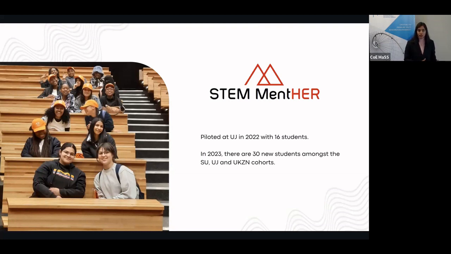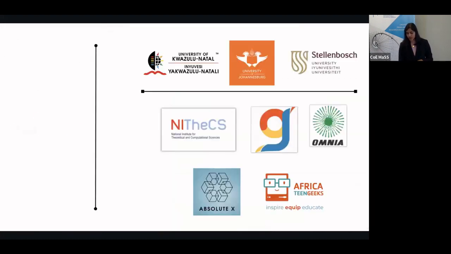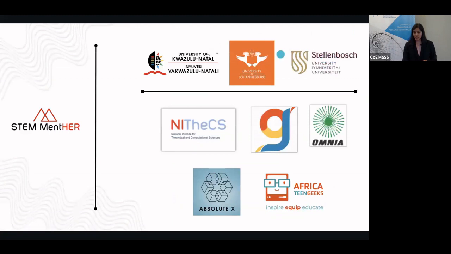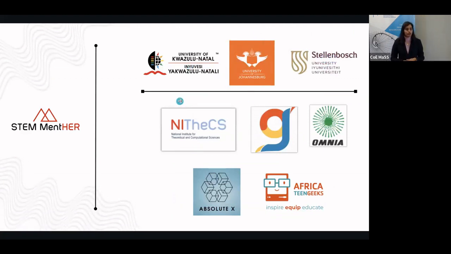This is aimed at grade 12 students, where we effectively help them bridge this school-university gap. Educators and teachers nominate students, and students are selected and inducted into the program. This year, since it has been piloted, we have expanded the program to Stellenbosch University, the University of KwaZulu-Natal, and it is still active at the University of Johannesburg.